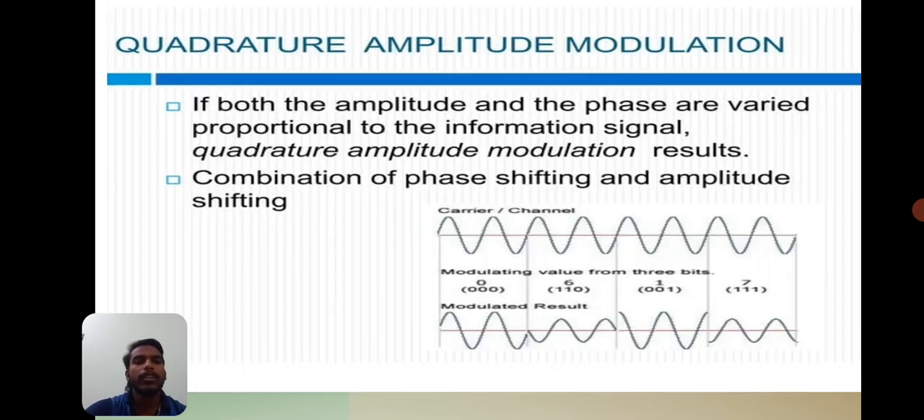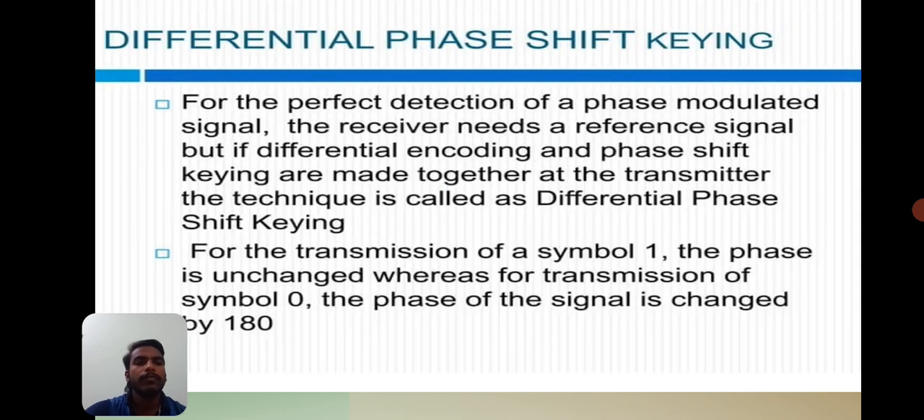Quadrature amplitude modulation. If both the amplitude and the phase are varied in proportion to the information signal, quadrature amplitude modulation results. It is a combination of phase shift keying and amplitude shift keying. This is the carrier signal and modulated signal. These are the waveforms of quadrature amplitude modulation.